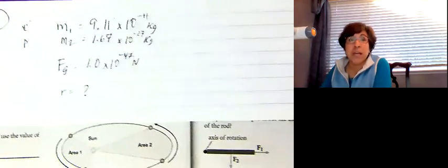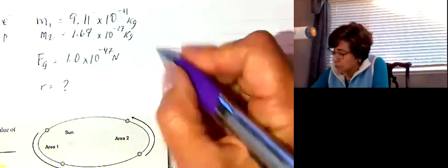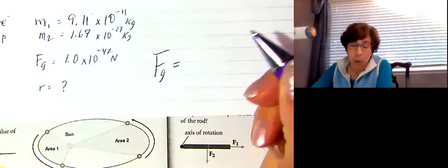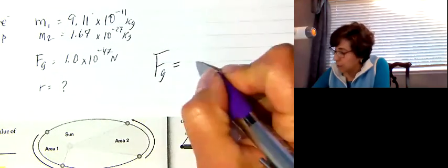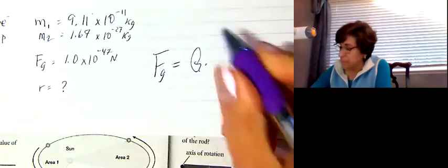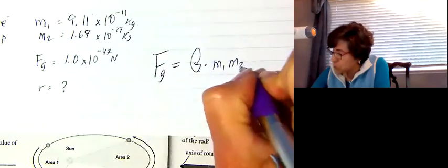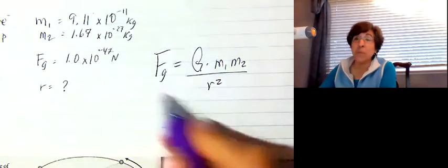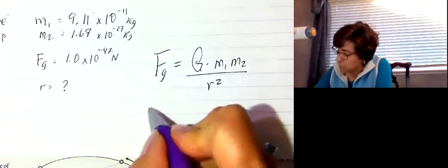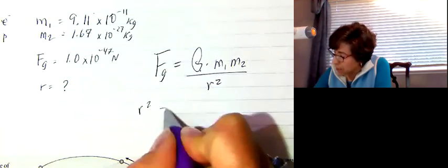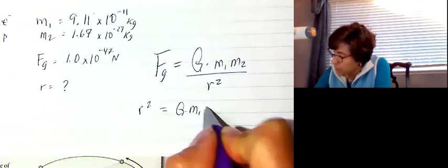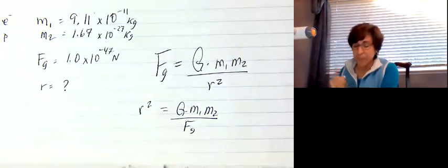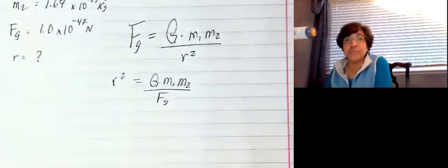All right, so the first thing we do is we write the equation down. The equation is, and you do have to give me the first equation, always, each problem. So I got G, the big G, M1, M2, all over R squared. And just like in the other problem, from here I can do a switcheroo, multiply and then divide, and you get R squared is equal to G M1 M2 all over the gravitational force. All right, so that's what we need to plug in.